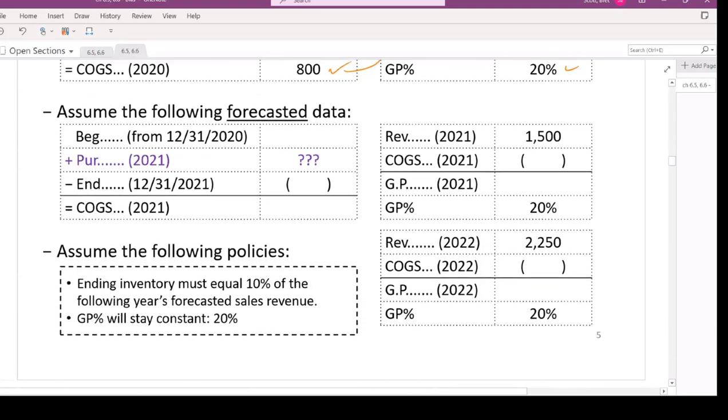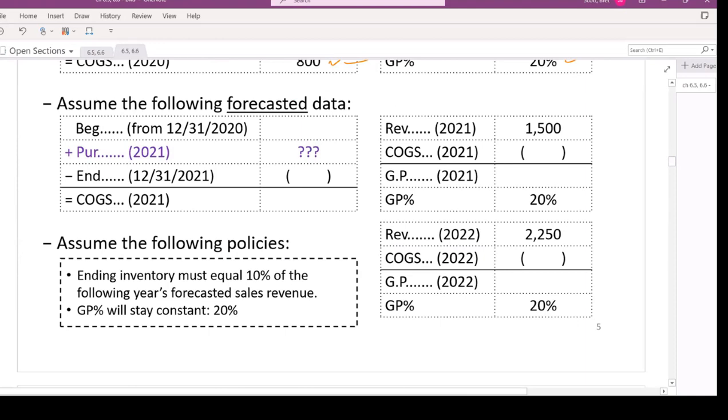Well, here's the forecasted information that we need to focus on: the revenue for 2021 and the revenue for 2022. We're going to use that. That's a good forecast to help us figure out what the demand is going forward. We also have to acknowledge the gross profit percentage, in this case 20%. Assume that's static. That's a key input as well. We're relying on forecasted revenues, and we're relying on the consistency of the gross profit.